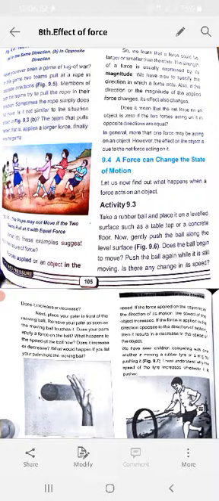ये बोला है कि force can change the state of motion. जब हम force apply करेंगे किसी चीज़ पे material पे, उसकी state of motion change हो सकती है. ये कर सकती है force state of motion change कर सकती है. ये बिल्कुल आसान है समझना. It is easy to understand that a force can change the state of motion.